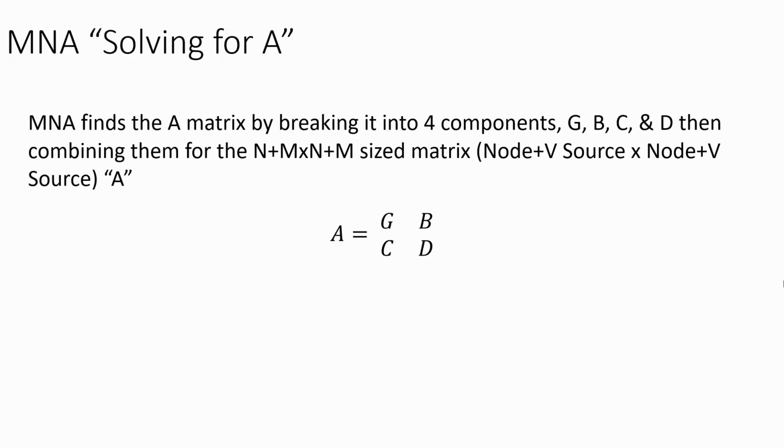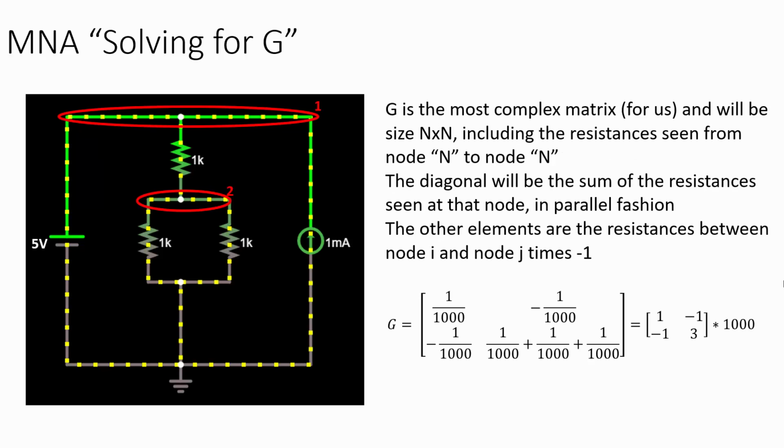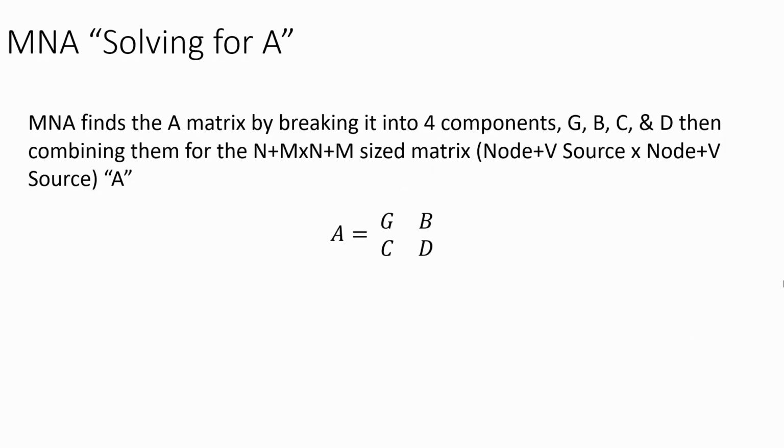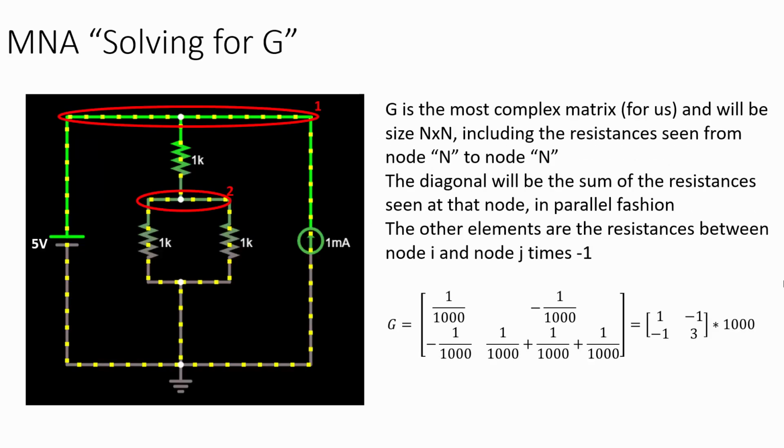The A matrix is going to be n plus m by n plus m sized, and it will have 4 components, G, B, C, and D, that make it up. The size is how many nodes you have plus how many voltage sources you have, and then that is your 2D matrix size. So when we're solving for G, G is going to be probably the most complicated matrix that we have to do here. It is n by n sized, so it's however many nodes you have by however many nodes you have. In this case, we have 2 nodes, so it's 2 by 2.